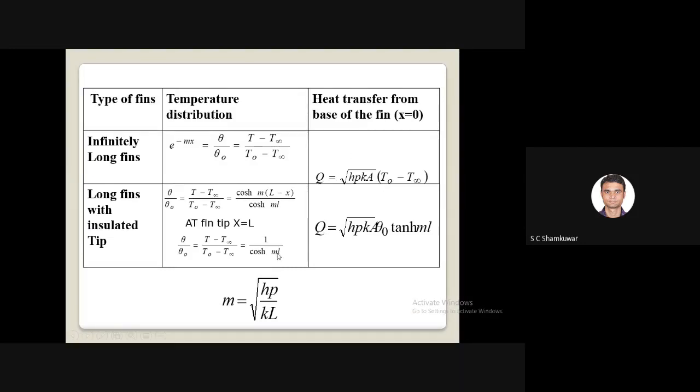This small l is nothing but length. Okay, this is a length. Now in your calculator, please try to find how to get cosh and tanh. This is a provision. How to find cosh, tanh?